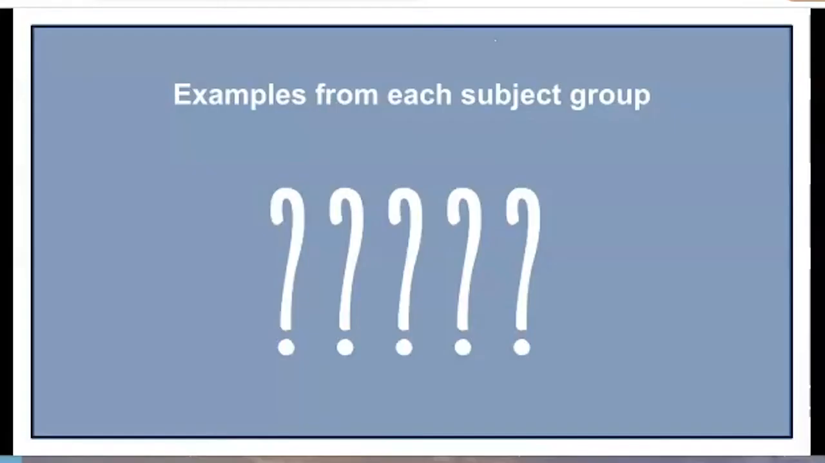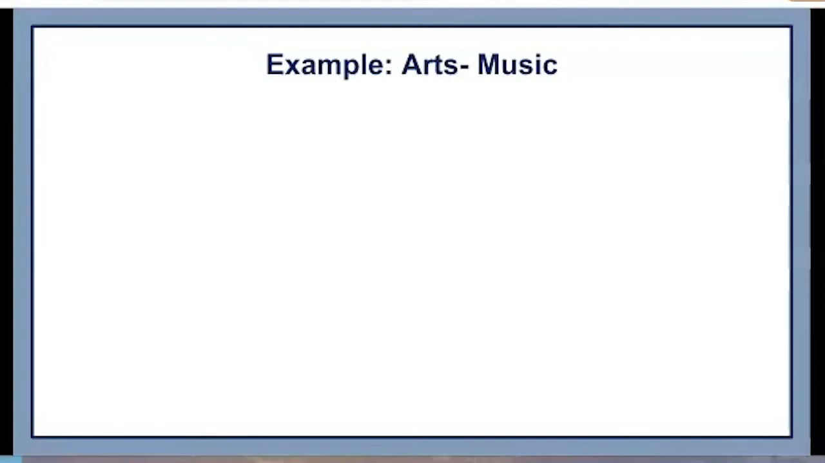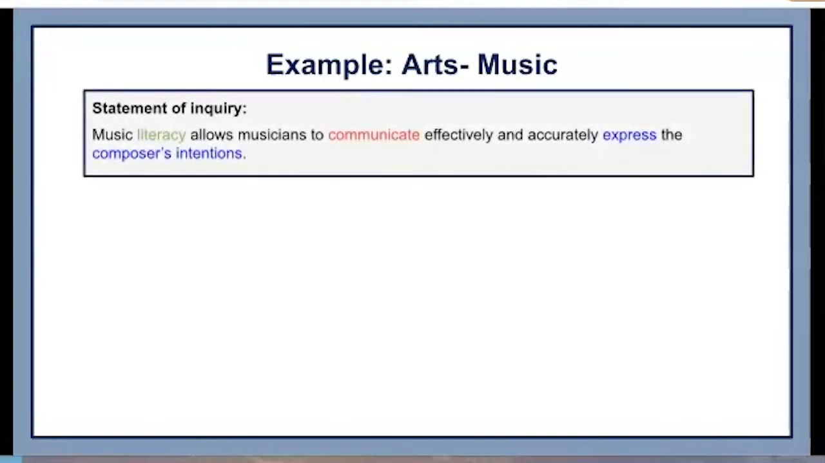So let's look at some examples, how those three points are played out in examples from each subject group. Let's start with that arts music example that we started with. The statement of inquiry is: music literacy allows musicians to communicate effectively and accurately express the composer's intentions. So let's look at some questions that might be developed based on that statement of inquiry.